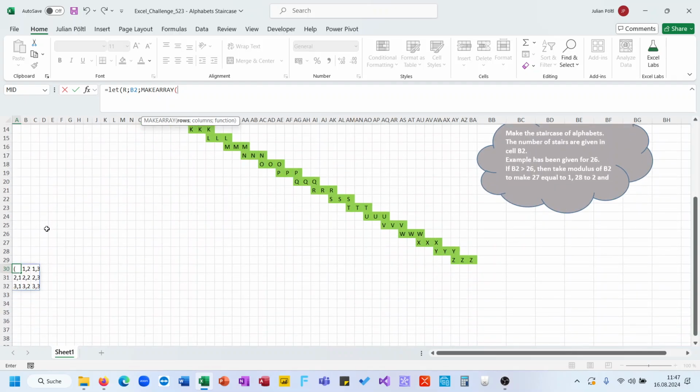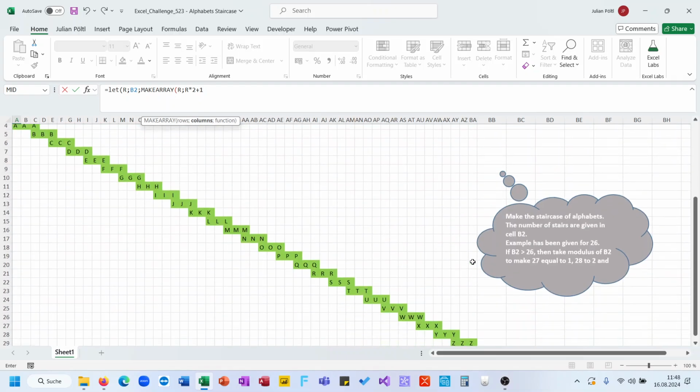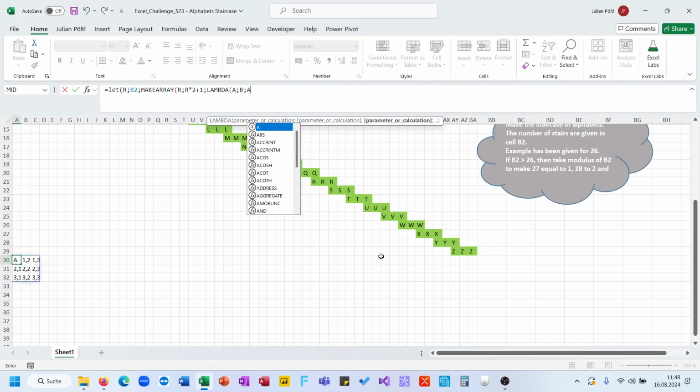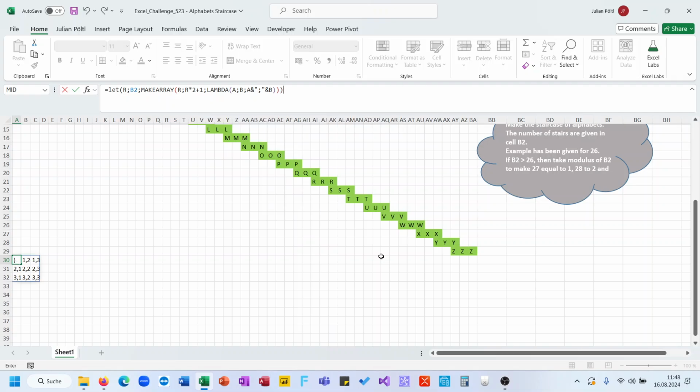I need 26 rows, so R, and for columns I need R times 2 plus 1, because you see here we have every time 2 except for the last one. There we have one additional, so you have in total 53 columns for 26 rows, and then LAMBDA A and B. And now I'll do something like this to show you the structure.